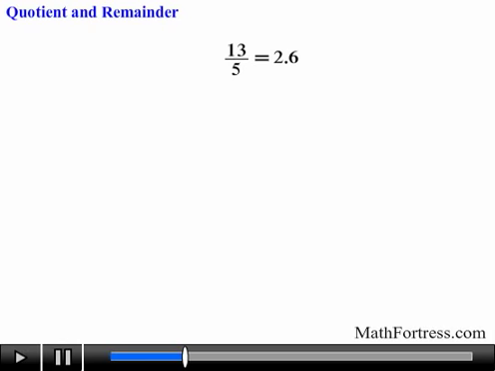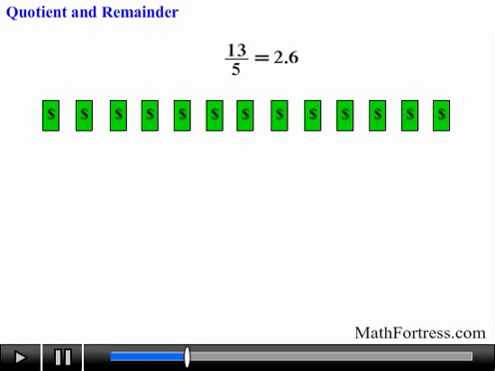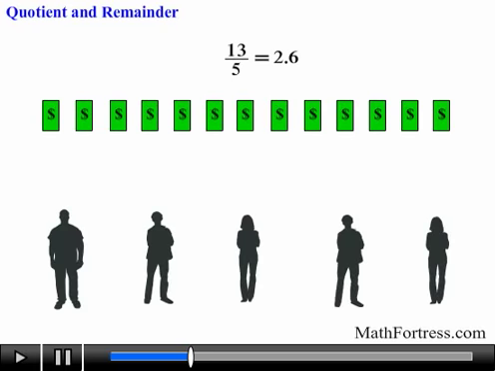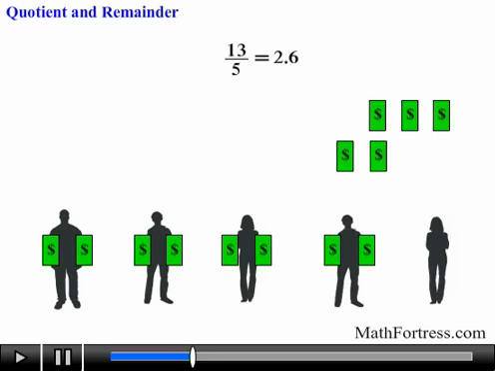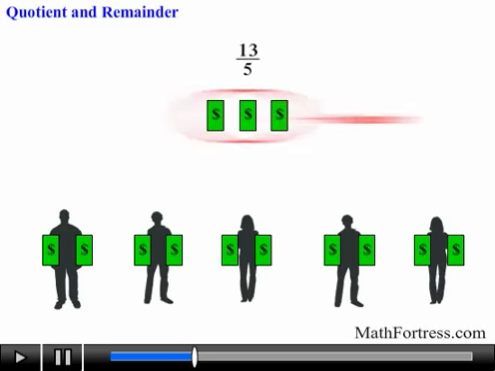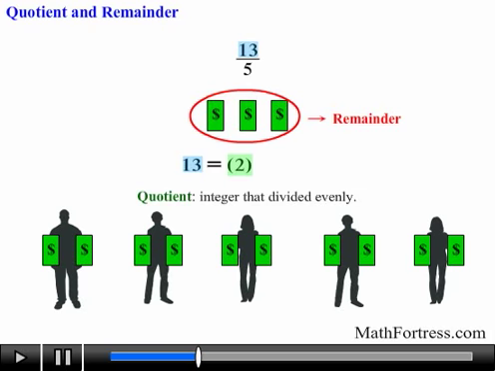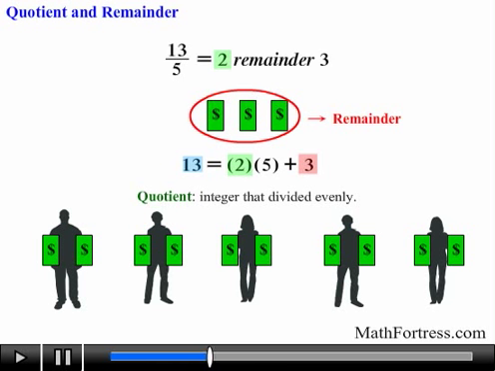You can also think about this in the following way. Pretend you have $13, and you're trying to divide this amount among 5 people. At least each person will receive $2, and you will have $3 remaining. We can express the number 13 by using the quotient, in this case 2, and its remainder, as follows. 13 is equal to 2 times 5 plus 3. Hence, the result of 13 divided by 5 is the quotient 2, or simply 2 remainder 3.